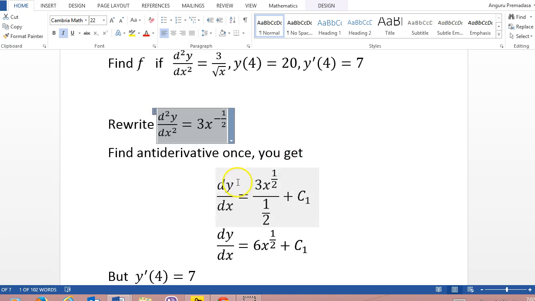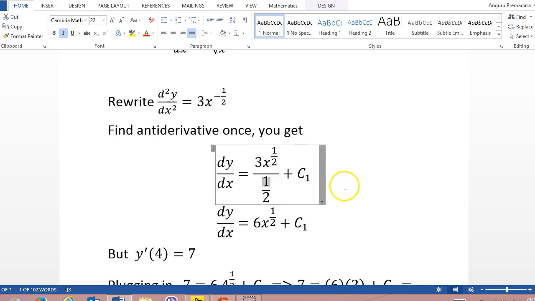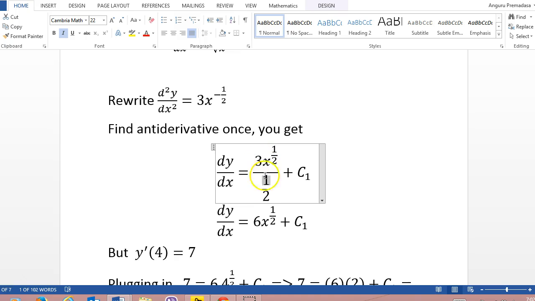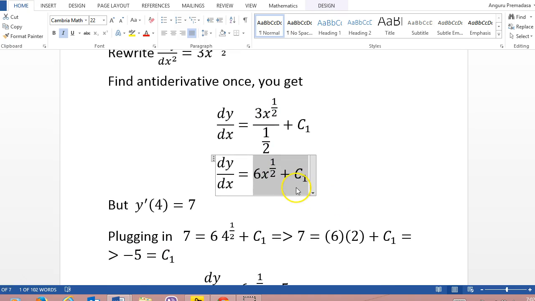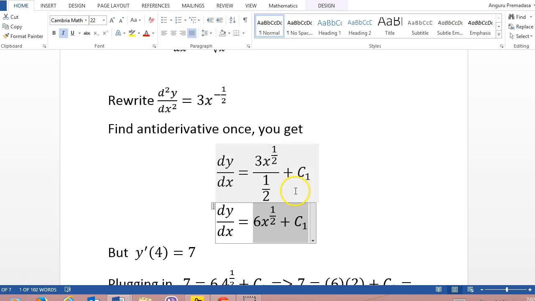If you find the antiderivative of this, what do you get? You have 3 times x to the negative 1/2. You can easily use the power rule: the negative 1/2 becomes positive 1/2, divided by positive 1/2. The 3 is still there, plus c1. If you clean this up, the 2 comes to the top, and you get 6x to the 1/2 plus c1. But you cannot leave it like that, because this is an initial value problem. You have to find out what c1 is.